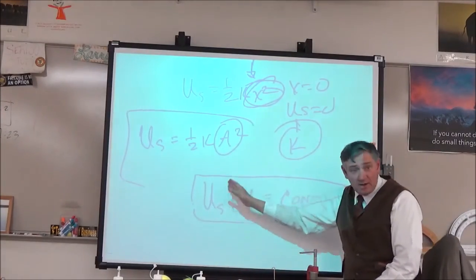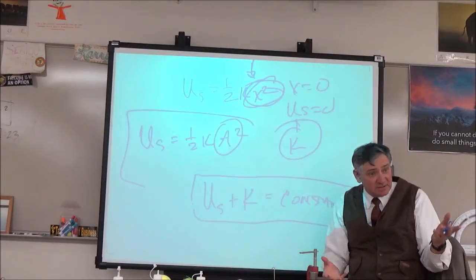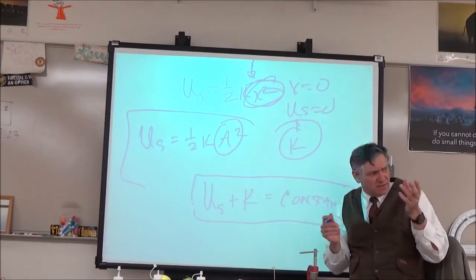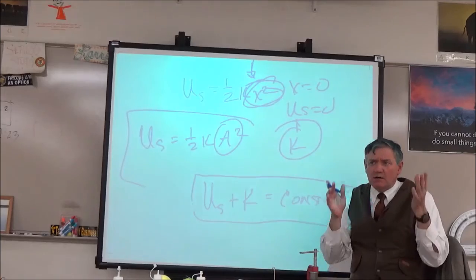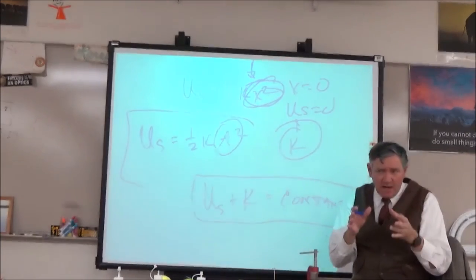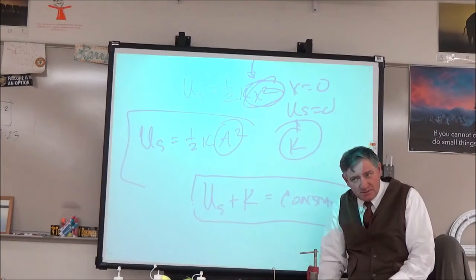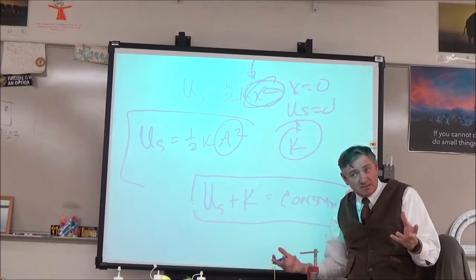This is where the whole idea of conservation of energy comes in. You've all done problems like this. Oh, the spring is partially released, so we're going to have a certain amount of Us and a certain amount of kinetic energy, and those values are still going to add up to equal whatever that constant is.